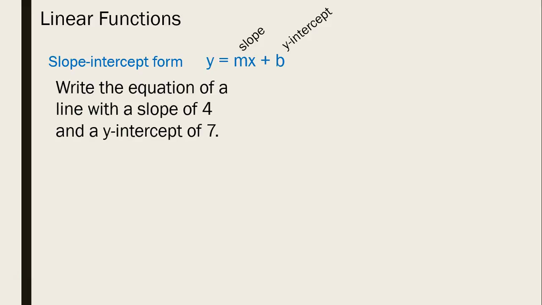What if we want to write the equation of a line with a slope of 4 and a y-intercept of 7? Well, this is pretty easy because we know the slope and we know the y-intercept of the line. So we have all the information we need to write the equation of this line in slope-intercept form. y equals 4x plus 7.